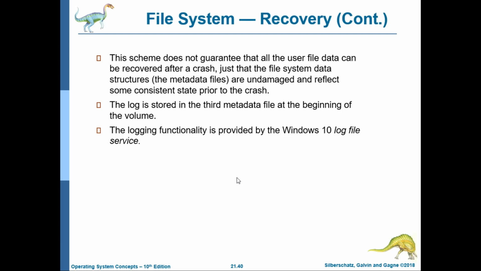Next, this scheme does not guarantee that all the user file data can be recovered after a crash. So it's not 100% effective, just for the file system data. That's why it's very important to save the file data, the file that is used by the user. Sometimes if you don't save it manually and your system crashes, unfortunately there are times that you cannot recover those changes. So you have to save your file always, because this scheme only guarantees the safety of file system data, specifically that data structures such as the metadata files are undamaged and reflect some consistent state prior to the crash. The log is stored in the third metadata file at the beginning of the volume. The logging functionality is provided by the Windows 10 log file service.